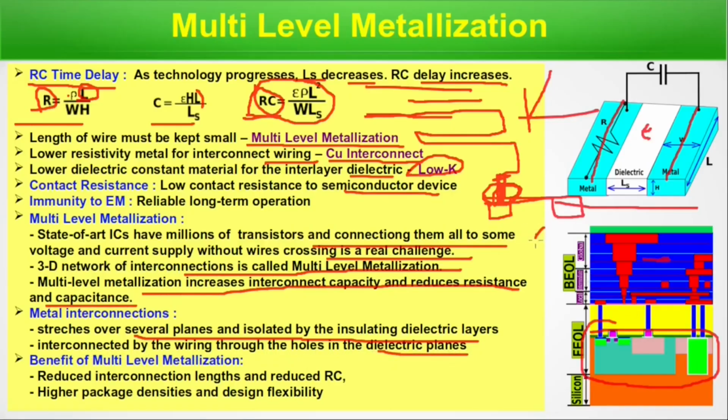So these dielectric planes are there, with metal layers above and below them, and in between, these holes are like this and they are connected. These are vias. So they pass through this dielectric layer plane. Benefits of multi-level metallization: reduce interconnection length and reduce RC, higher packing density and design flexibility. Design flexibility is also required, otherwise a huge number of devices and their interconnects is a very complex affair. We are done with this slide. Now we will move to the next slide.